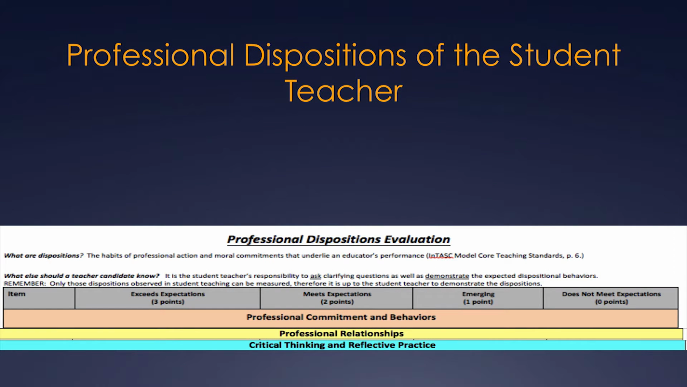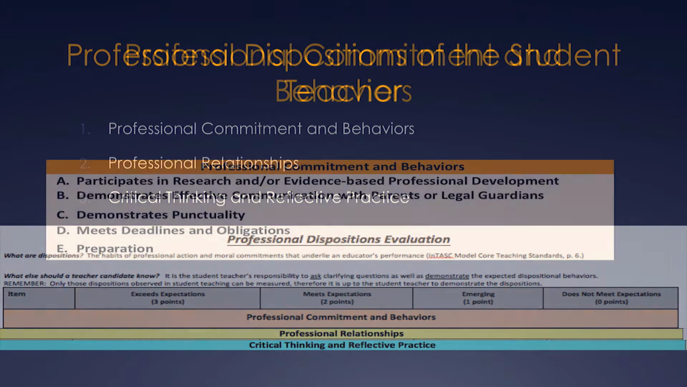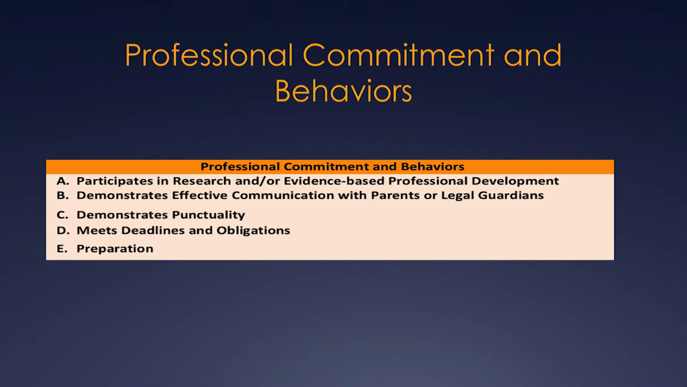The disposition section of the VariUp student teaching form assesses the professional dispositions of the student teacher, including behaviors toward students and other stakeholders, motivation, professional development, and personal growth. The three components that make up this section are professional commitment and behaviors, professional relationships, and critical thinking and reflective practice. Take a moment to review the roles of the first component, professional commitment and behaviors, found on the VariUp student teaching form in the supplementary materials.